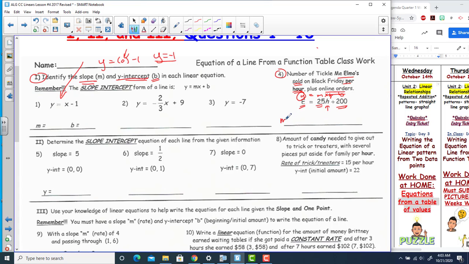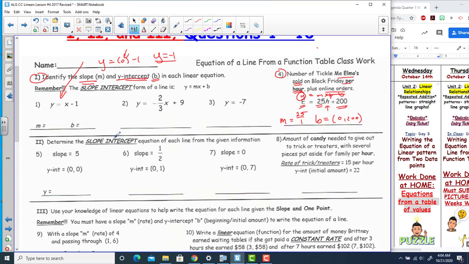My rate of change, m, is that there's an additional 25 Elmos going every hour. My beginning amount, b, the amount that was done in pre-orders, is 200 that we have to put aside right away out of our stock because those people have already ordered. And that would be an opportunity to identify the rate of change, m, the amount being repeatedly added, and the beginning amount, b, in that real-life linear relationship.